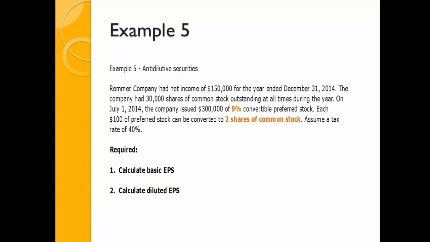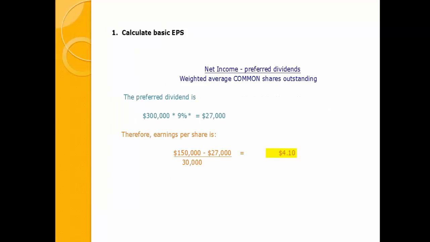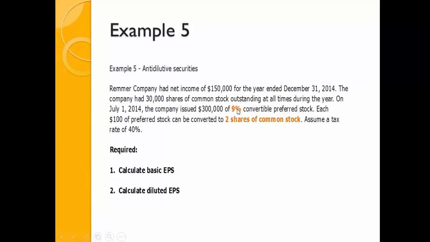Reamer Company has net income of $150,000. The company has 30,000 shares of common stock outstanding during the year. On July 1st, the company issued $300,000 worth of 9% convertible preferred stock. Each $100 of preferred stock can be convertible into 2 shares of common stock, assuming a tax rate of 40%. In this case, 300,000 times 9% is $27,000.